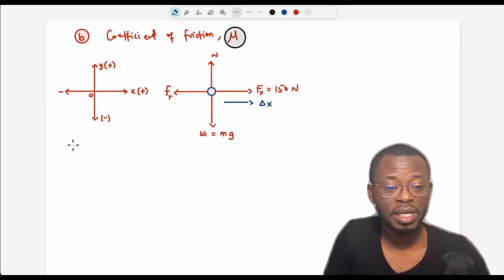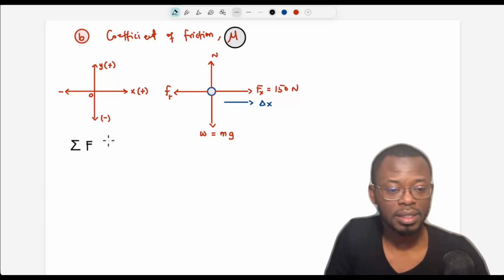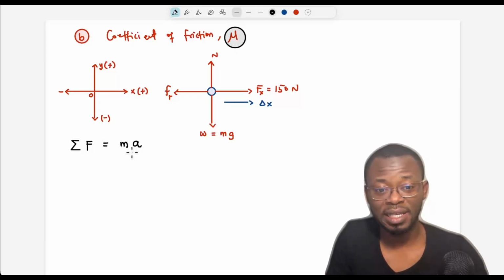Now, if we consider Newton's second law, which says that the sum of all the forces acting on the object is equal to the mass of the object times the net acceleration.